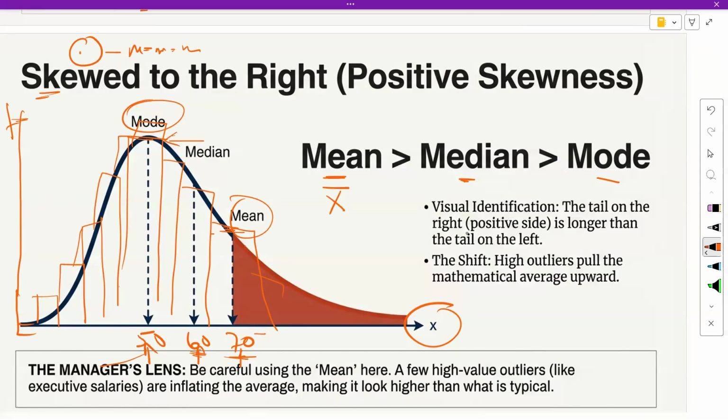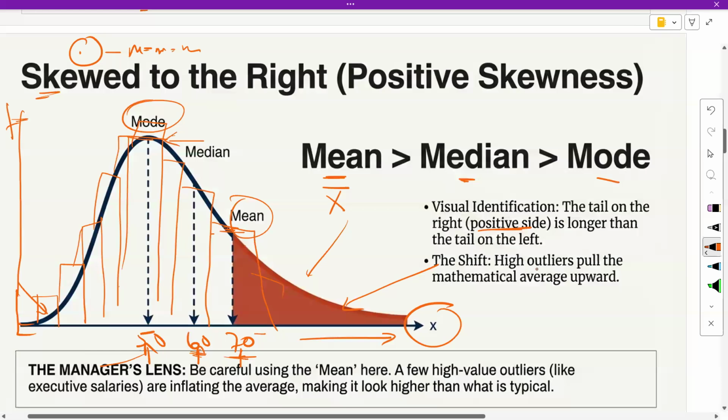Visual identification: the tail on the right here. This is a tail, right? You can observe the tail on the right side. Here, right side, meaning the positive side, the tail is longer than the tail on the left. You see the tail on the left side as well, but it is very short. The left side tail is short, and the tail on the right side is long. So when we draw this kind of data set, we can see it like this.